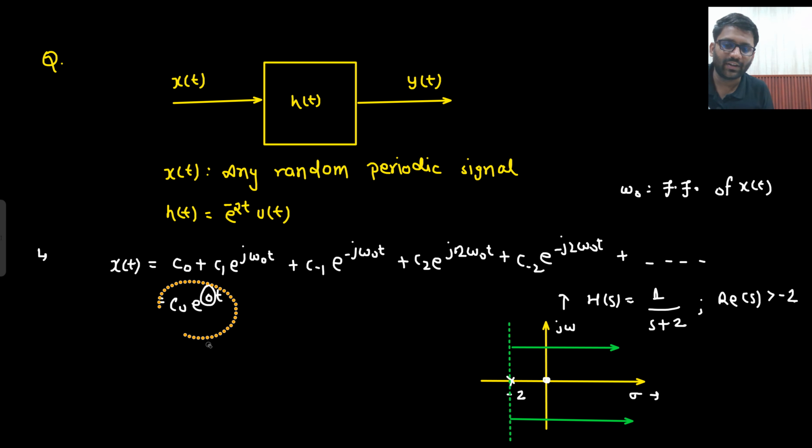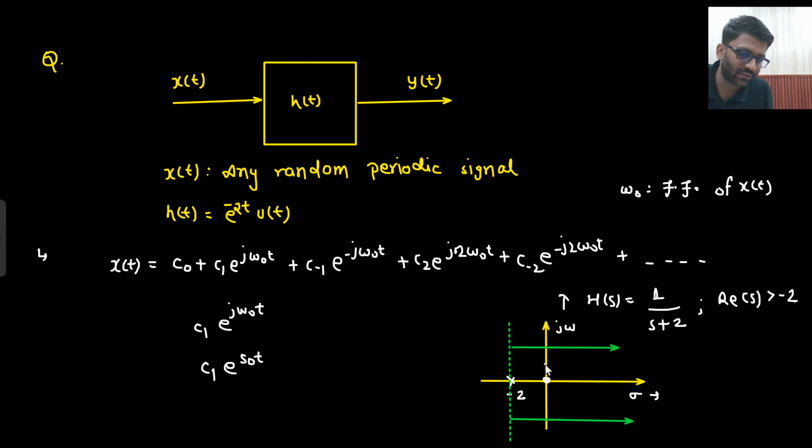For this one, c1 into e to the power j omega naught t, c1 is a constant value, so we don't care. I need to compare with e to the power s naught t, and I told you the homogeneity property will be followed, so c1 can be multiplied here. So what is the s naught value? The s naught value is j omega naught. What is the s naught value here? Minus j omega naught. What is the s naught value here? j 2 omega naught. Then minus j 2 omega naught.